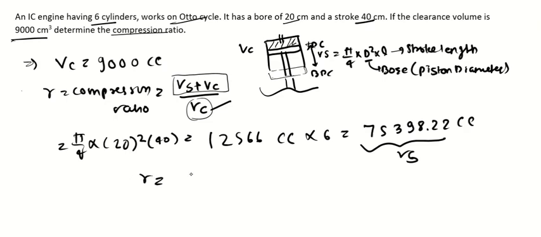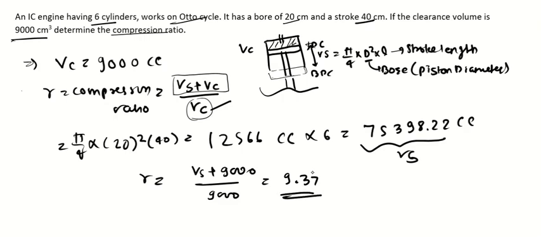So the compression ratio will become VS plus VC, which is 9,000, divided by 9,000 again. So it will be 75,398 plus 9,000 divided by 9,000, and 9.37 will become your compression ratio.